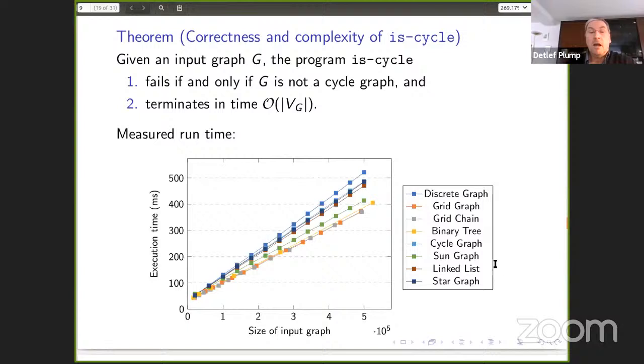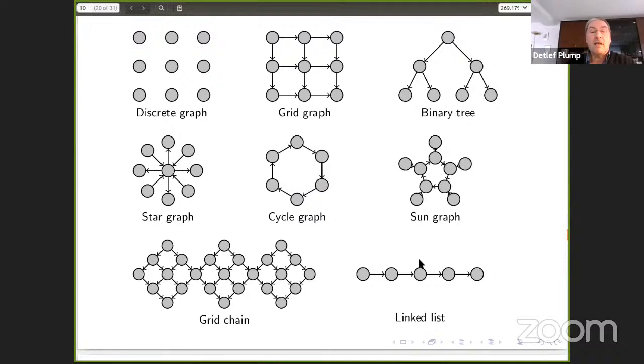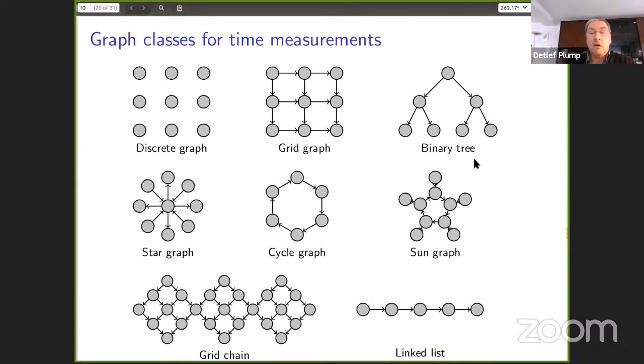Okay, and the behavior is linear. Interestingly, the slowest one is actually a discrete graph, so nodes only. So let me just briefly show you what these graph classes are, because they will also feature later in Graham's part. So discrete graphs, obviously just a set of nodes, and we gradually increase the number of nodes.